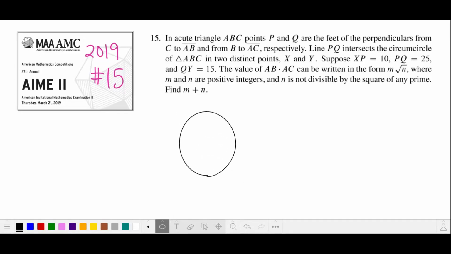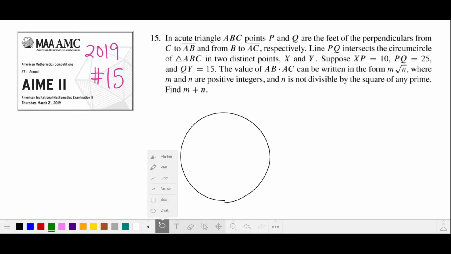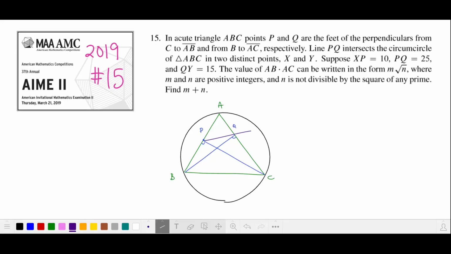We'll draw our circumcircle and the acute triangle ABC inside. Then I'll draw these altitudes from C and B. These points are P and Q, and I'll extend PQ to the sides of the circumcircle. So this is X and Y. And we have these lengths, 10, 25, and 15 on the purple segment.